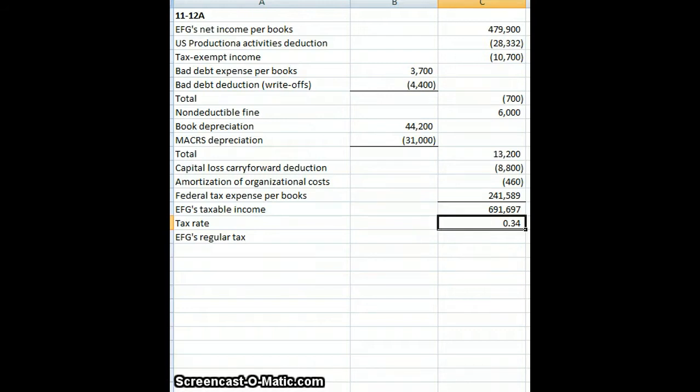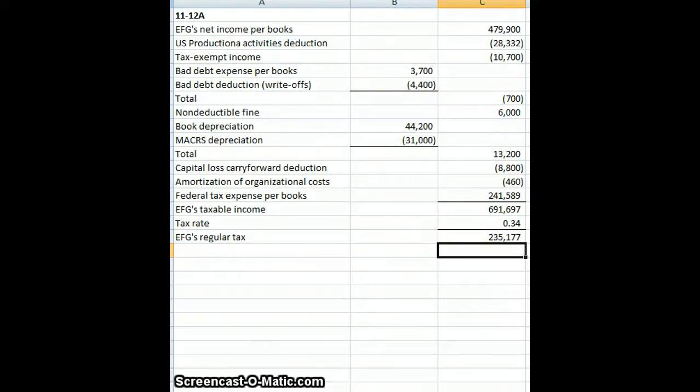Our corporate tax rate is 0.34. So our regular tax is equal to our $691,697 times the 34% rate, or $235,177.